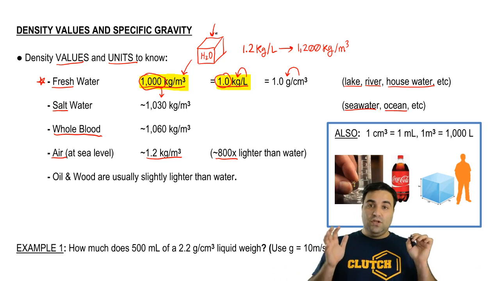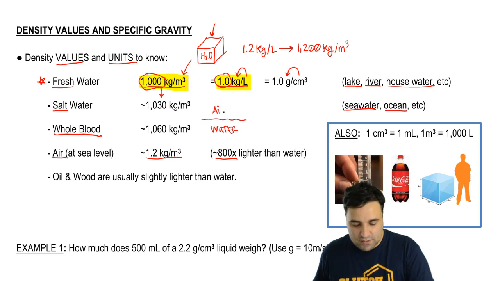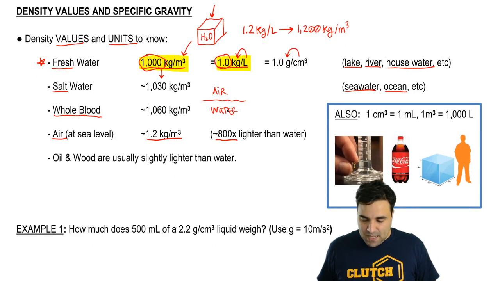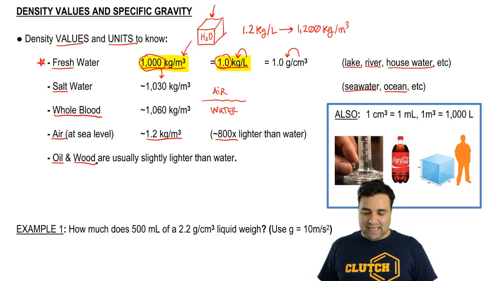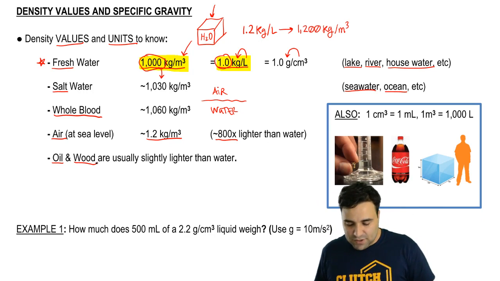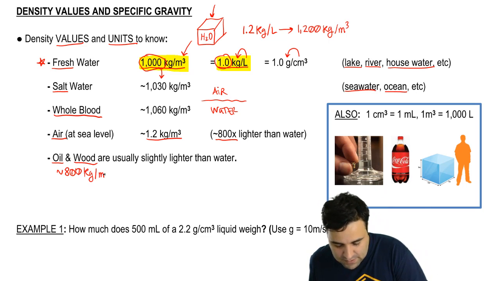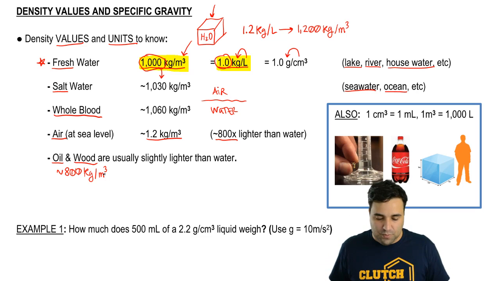It's also why when you look at the horizon, you see water at the bottom, right? If you're looking out of the ocean, and air at the top, because air is lighter, so it is on top. It's pretty silly, but that's how it is. Cool. You should know that oil and wood are usually going to be slightly lighter than water. A lot of the measurements for oil and wood end up being about 800 kilograms per cubic meter instead of 1,000, so it's a little bit lighter. Those are pretty popular in fluid problems.